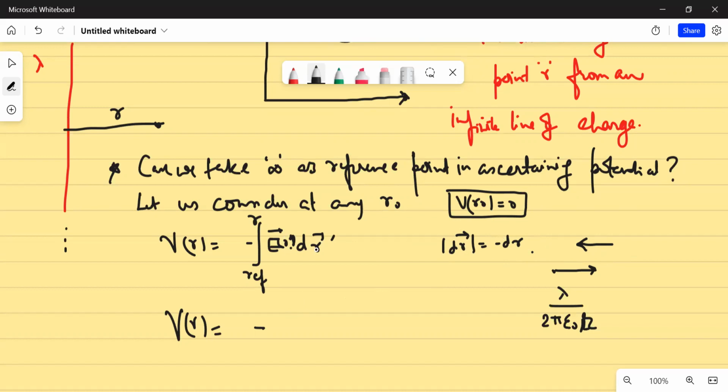And the angle between the two is cos pi. So one cos pi would come because E is anti-parallel to dr, and another dr mod will become minus dr. So in any case, this will remain E dr from R0 to, let's say, R. Is that clear?